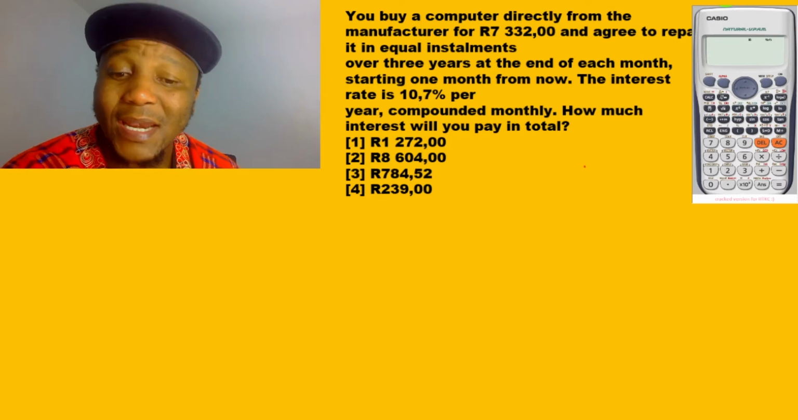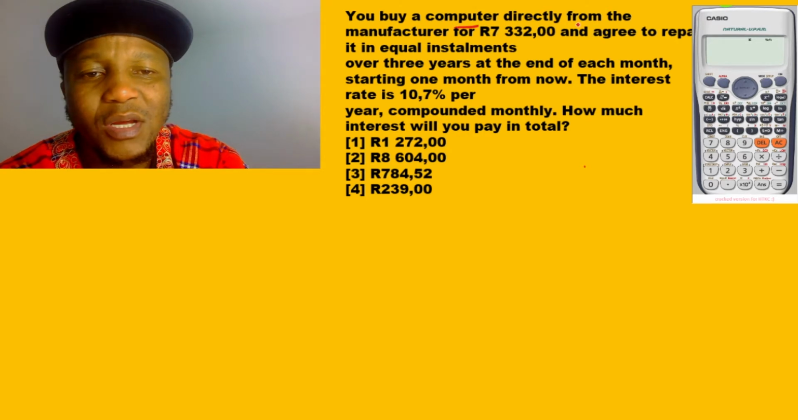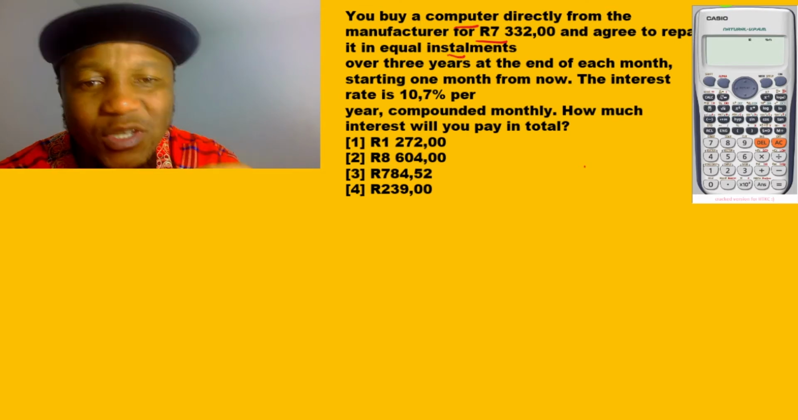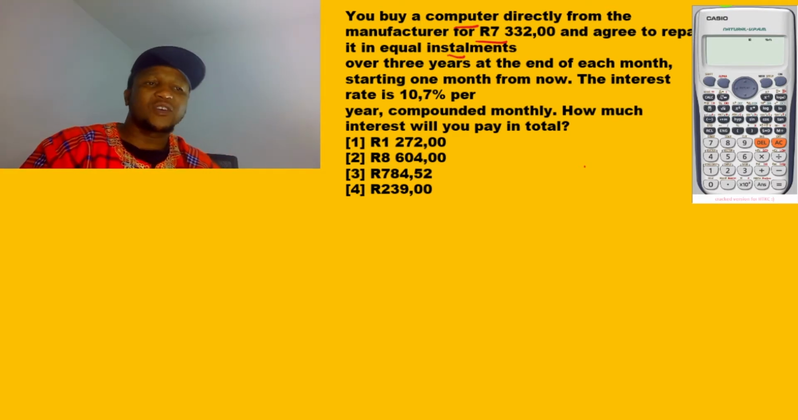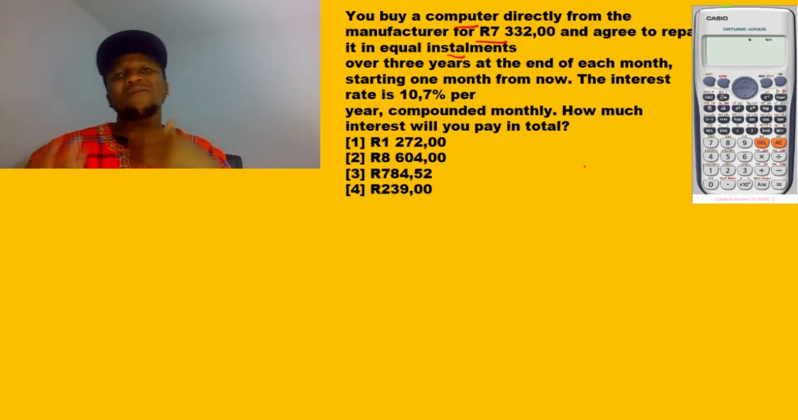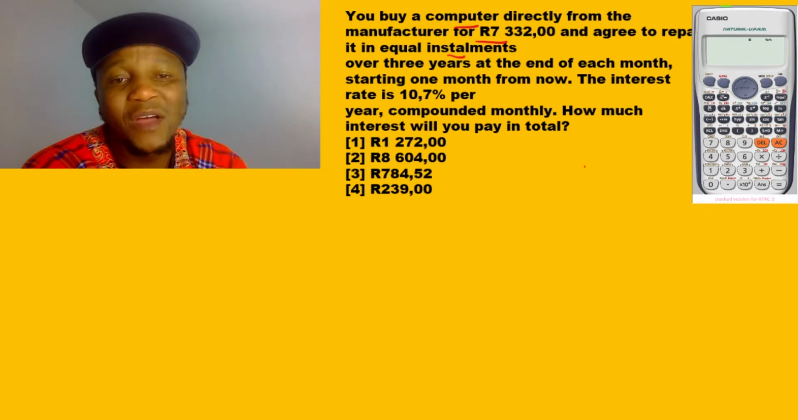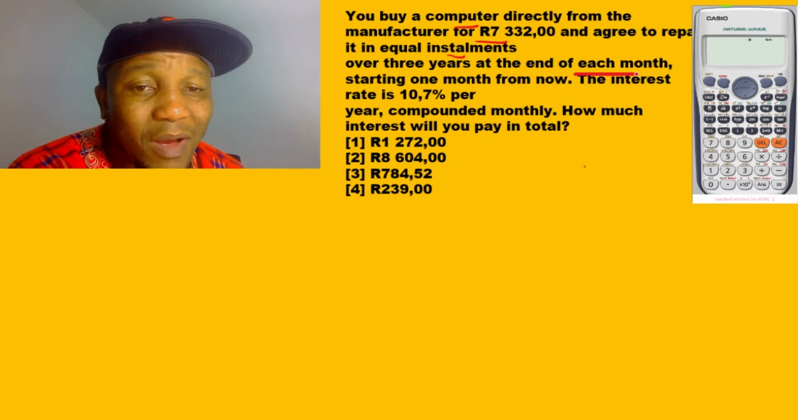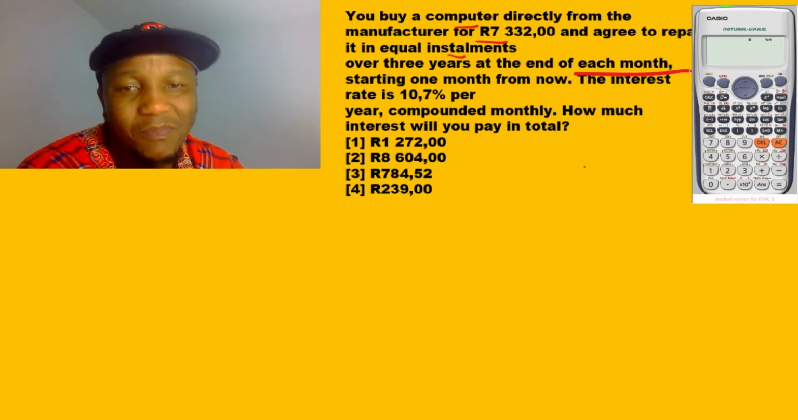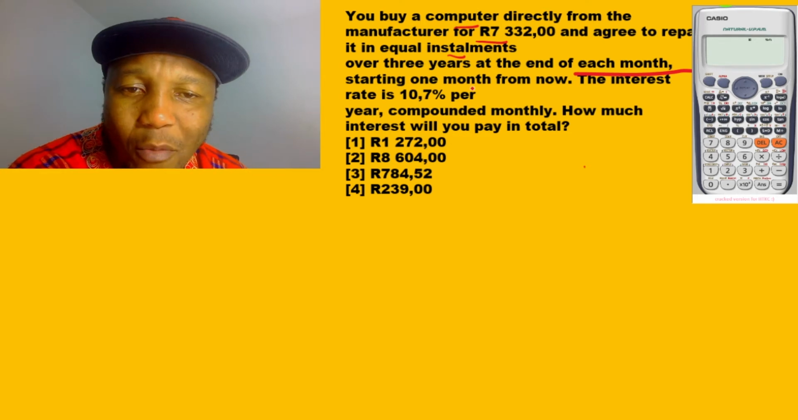Now, we have a question right here. You buy a computer direct from the manufacturer for this price, and agree to repay in equal installments. Equal installment means you're going to be paying little by little, maybe every month, or every 6 months, an equal sum for 3 years. At the end of each month, you pay this amount, in a selling pass, starting 1 month from now.